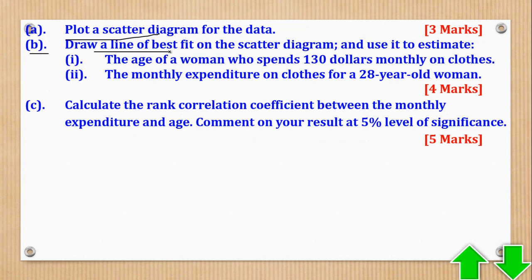Part B, draw a line of best fit on the scatter diagram and use it to estimate Roman 1, the age of a woman who spends $130 monthly on clothes. Roman 2, the monthly expenditure on clothes for a 28-year-old woman. Then part C, calculate the rank correlation coefficient between the monthly expenditure and the age and comment on your result at 5% level of significance.